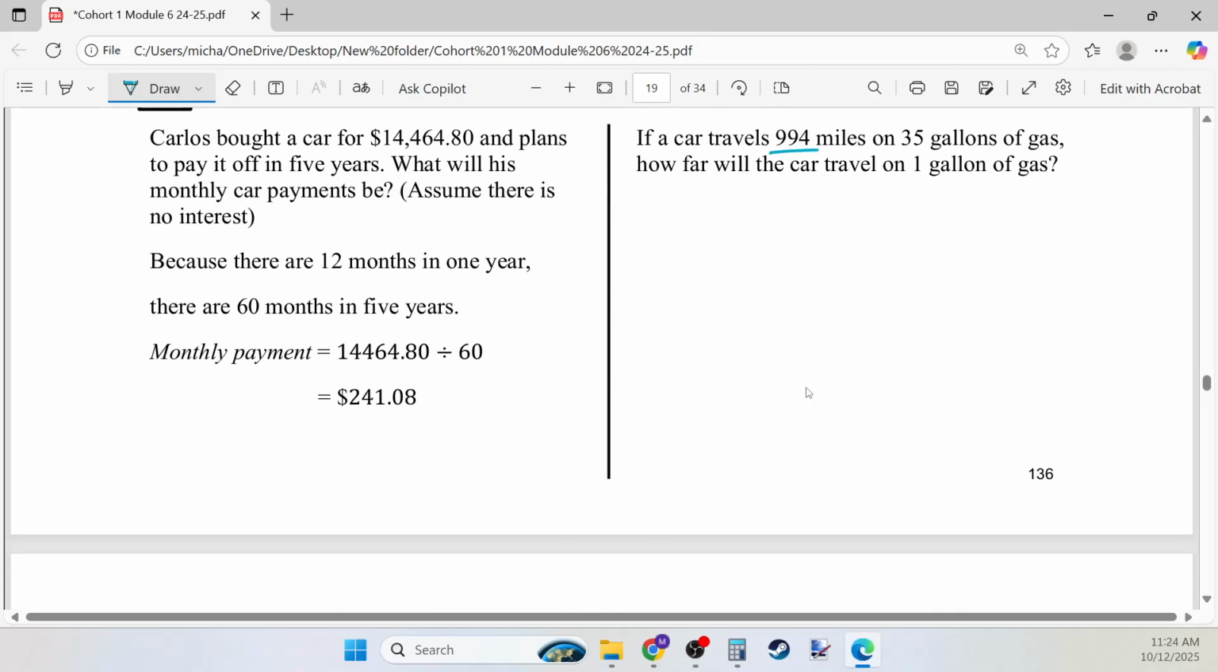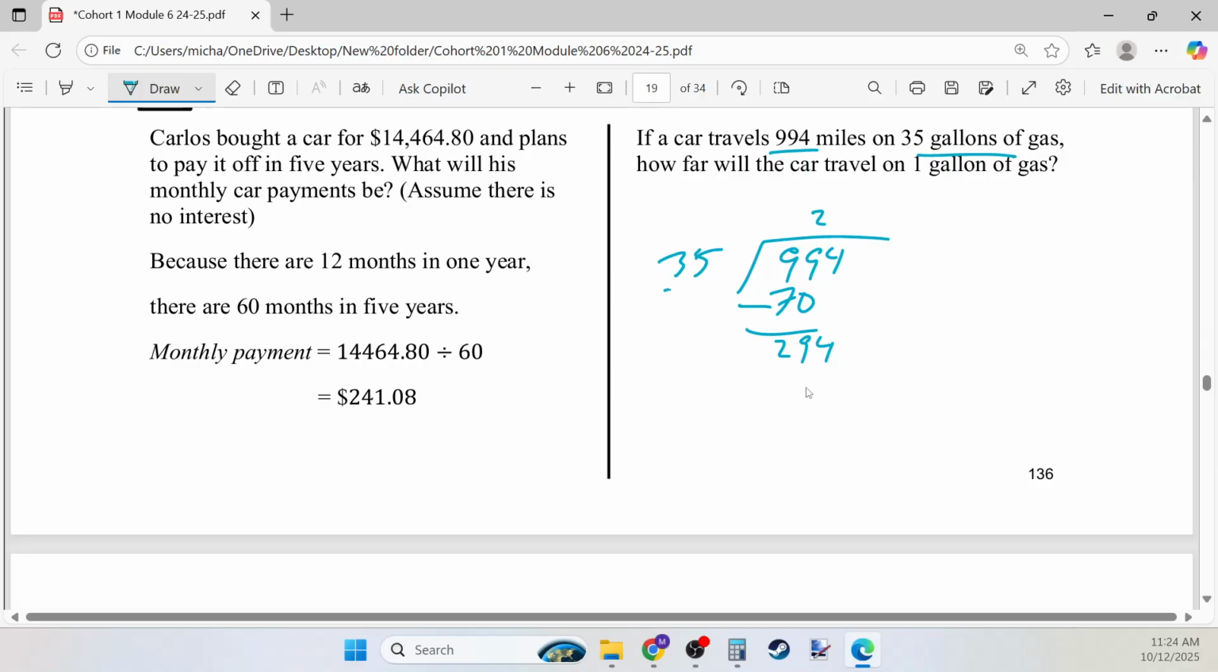A car travels this far on that many gallons of gas. How far will it travel on 1 gallon of gas? So it's traveling 994 miles on 35 gallons of gas. If we divide the miles by the gallons, we can get how many miles it went on each individual gallon of gas. 35 goes into 99 two times. 2 times 35 is 70. Subtract and get 29 as a remainder. Bring down the 4. 35 goes into 294.